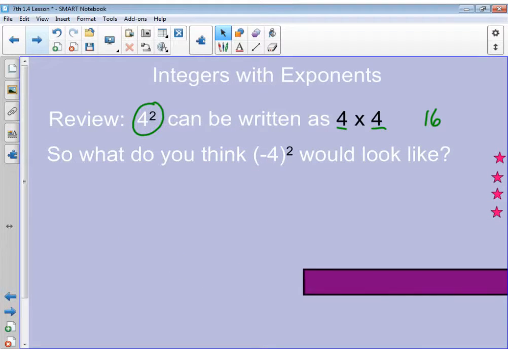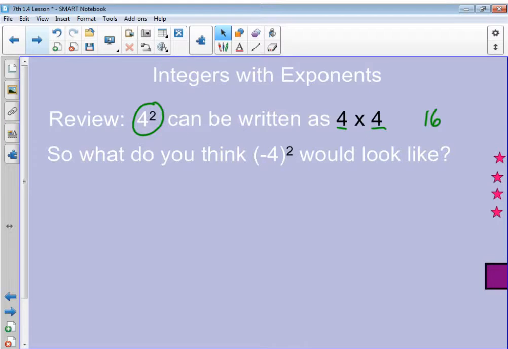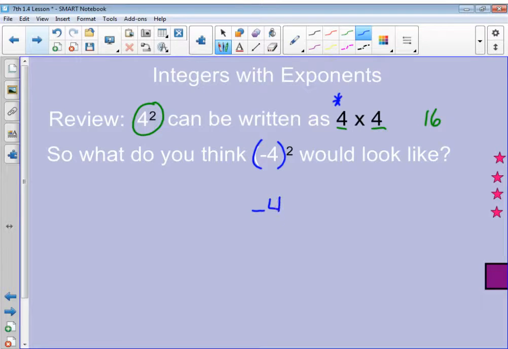What do you think would happen if we change that positive 4 to a negative 4? Notice that we put it in parentheses, meaning that negative is going to stick with the 4. If I were to write it out like I did in the first example, it would look like this: negative 4 times negative 4, because we needed 2 of those. Now we're back to what we did previously. So we can count our negative signs: 1, 2. There are 2 negative signs, which would make a positive answer, and 4 times 4 is 16.